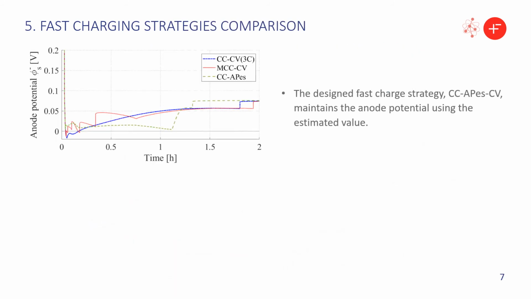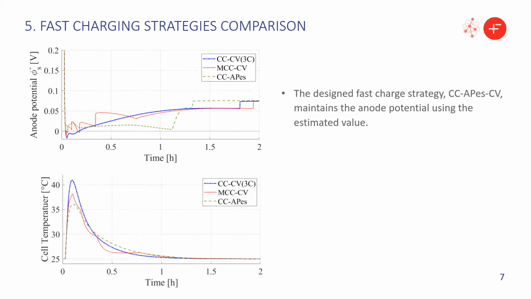A performance comparison among three charging strategies is given in the figure. The dotted blue line shows the profile of traditional CCCV. The red line shows the MCCCV approach, and the dashed green line shows the proposed CCAPES-CV, which maintains the anode potential using the estimated value.